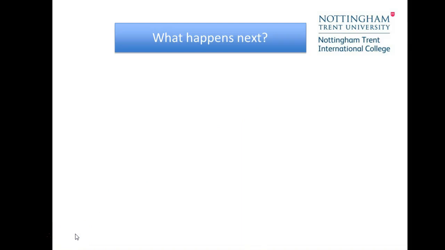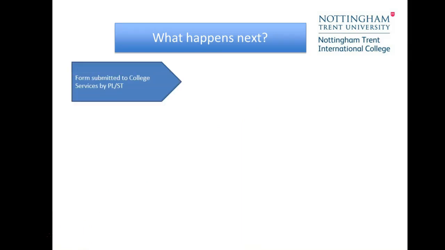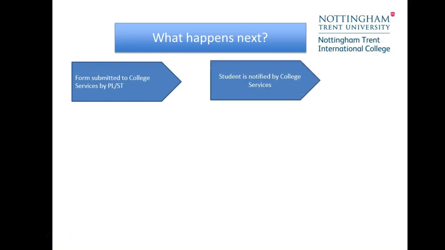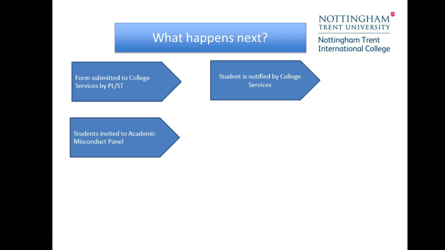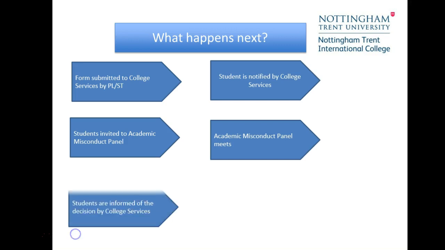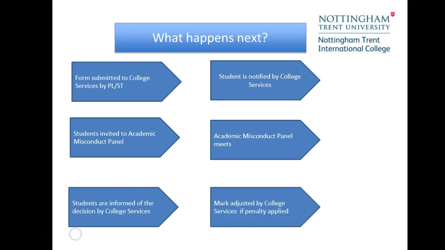So what happens next? The form is submitted to college services by the program lead or senior tutor. The student is notified by college services that they have a suspected case. The students are invited to the academic misconduct panel. The academic misconduct panel meets. This is made up of members of the senior management team, program leaders or senior tutors. And a decision is made during the panel, and students are informed of the decision by college services.